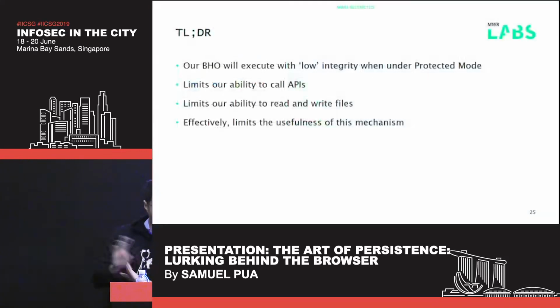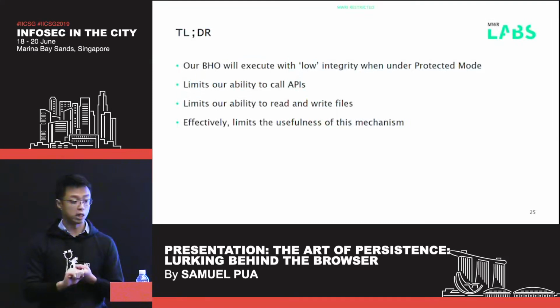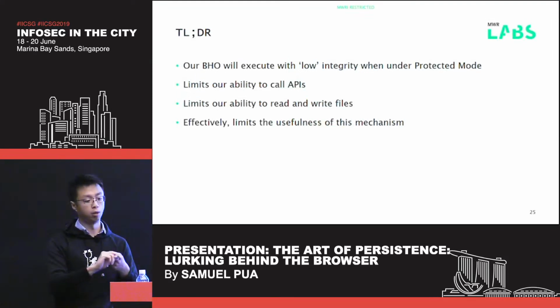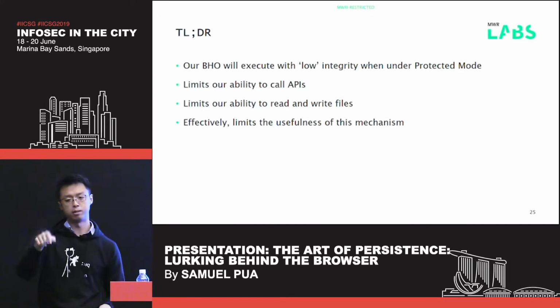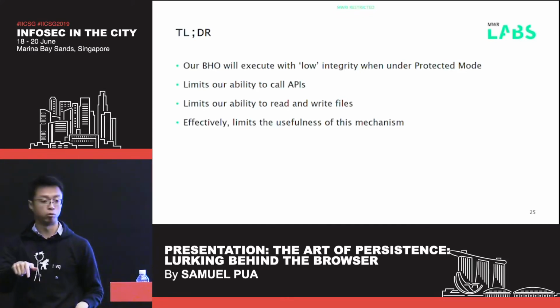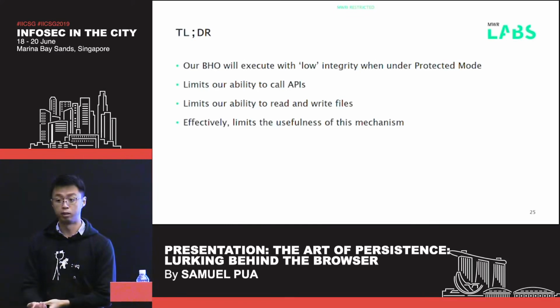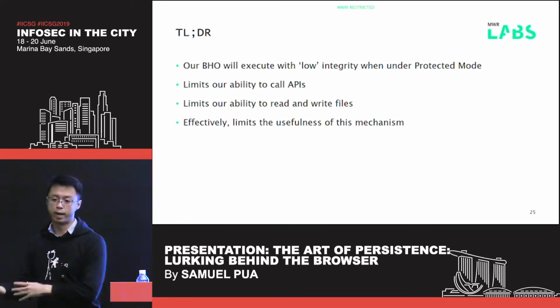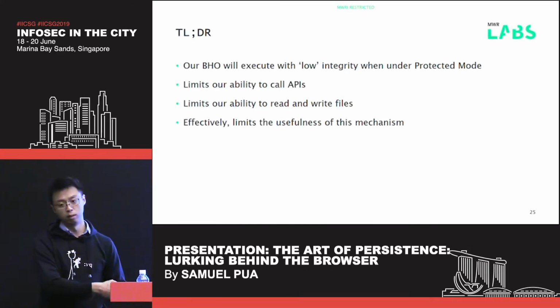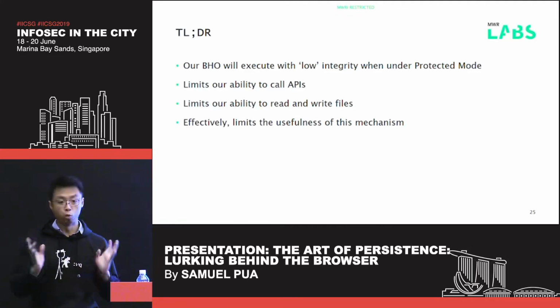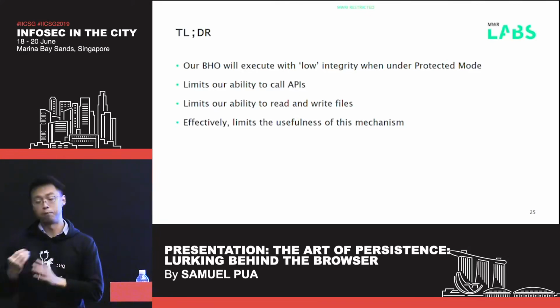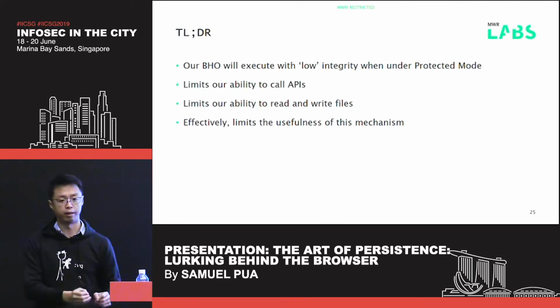In short, too long don't read: our BHO will execute as a low integrity under protected mode. Just to give you a comparison, if you start the application using the start menu, you will start off as a medium integrity. So in Windows, everything is an object, and a low integrity object is not able to interact with medium integrity objects and above. Pretty much most files in the file system are medium integrity, except for very selected directories.